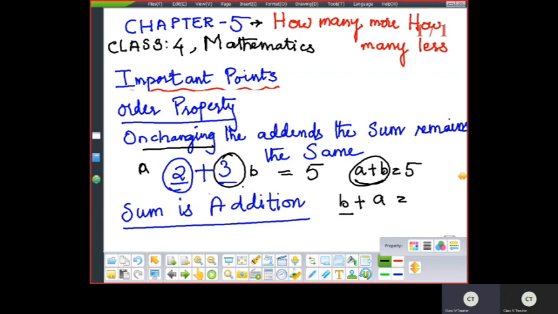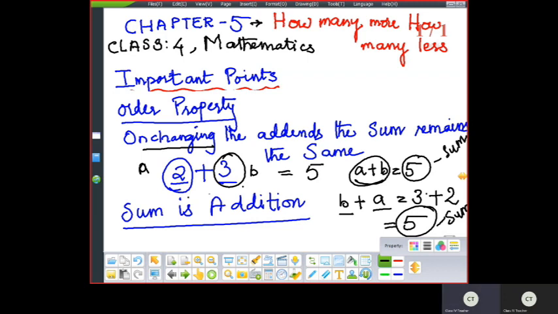What is B here? 3. What is A here? 2. So 3 plus 2, how much? 5. So 5 is what? Sum. Yes or no? 5 is the sum.